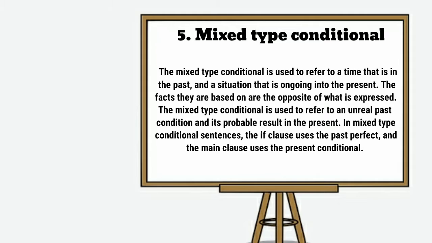Number 5. Mixed type conditional. The mixed type conditional is used to refer to a time that is in the past and a situation that is ongoing into the present. The facts they are based on are the opposite of what is expected.